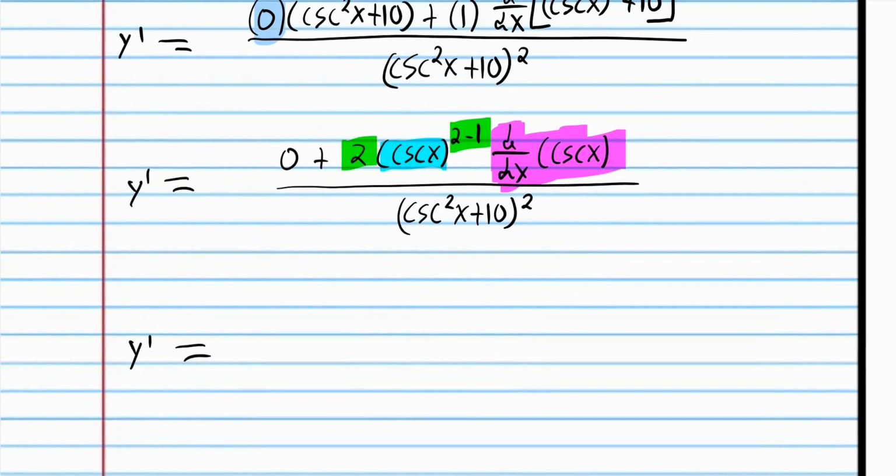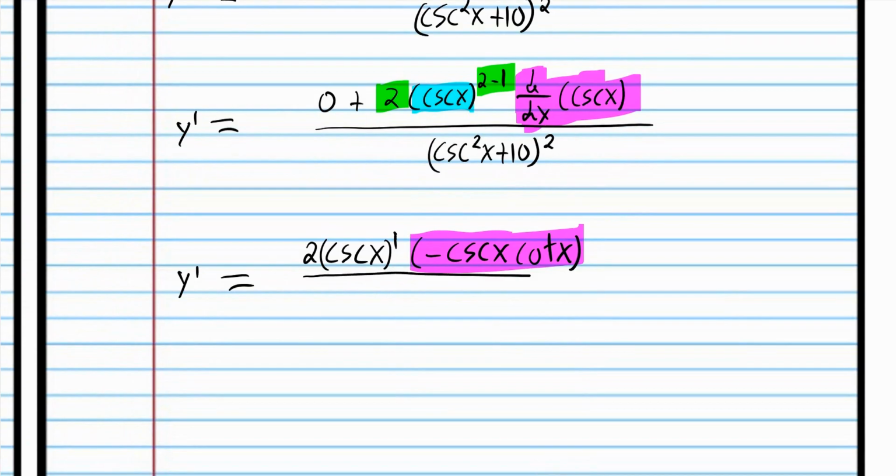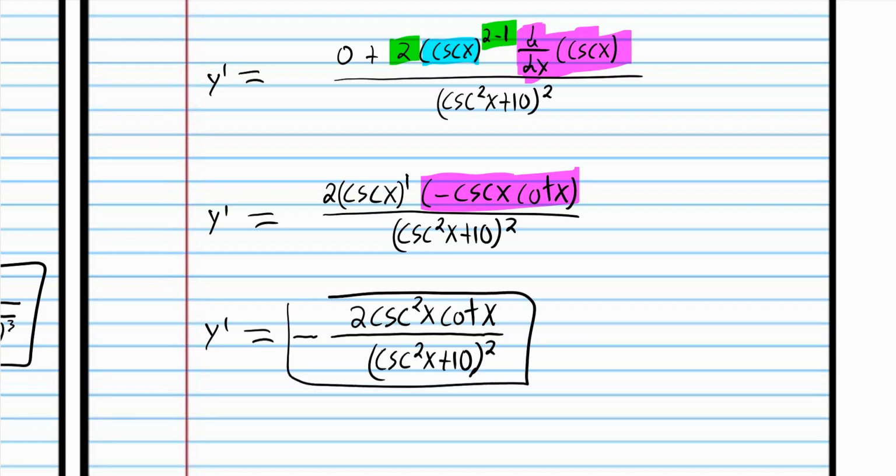Okay, so we end up with 2 times cosecant x to the first power. You don't really have to write that intermediate step. The derivative of cosecant x is negative cosecant x times cotangent x. And then usually the negative is written in front of the fraction. Doesn't really matter that much, but that's typically how it's done. And we have 2 times cosecant squared x times cotangent x, or you can write the cotangent first. It doesn't really matter. That's all over the denominator squared. So that's pretty much all you can do there.